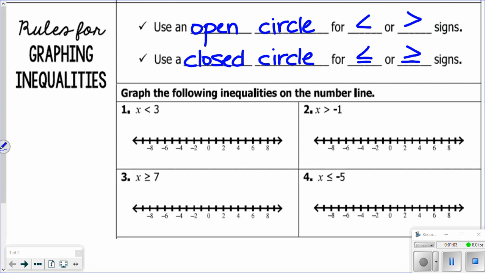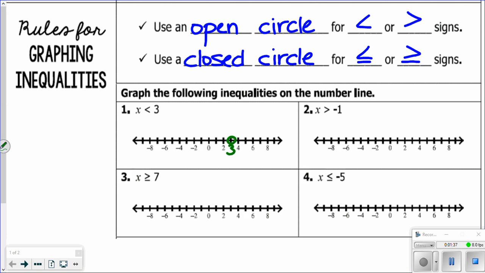So it says graph the following inequalities on the number line. So let's look at this first one. It says x is less than 3. So we need to put our circle on 3. So that's in between 2 and 4. It's just not numbered. It's right here. Make sure that it's clear to me that it's open, especially if I'm grading your work. And we need to shade all x values less than 3.